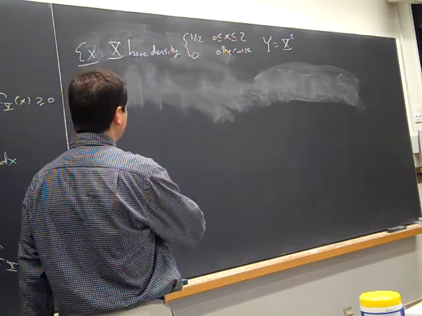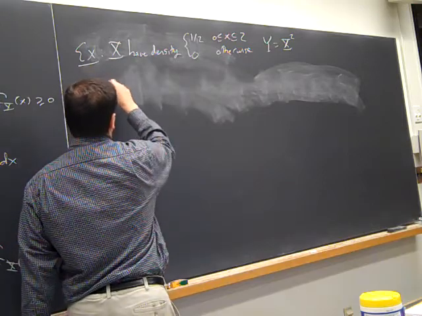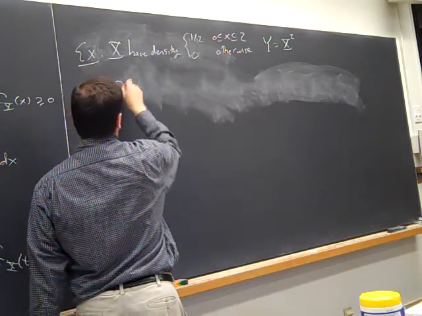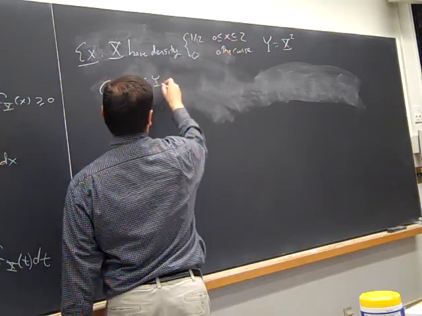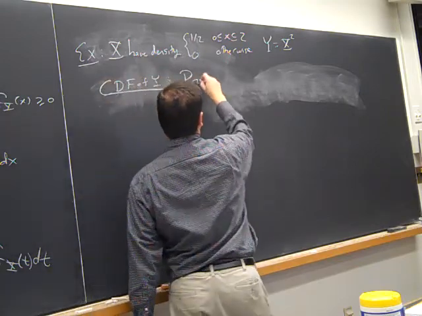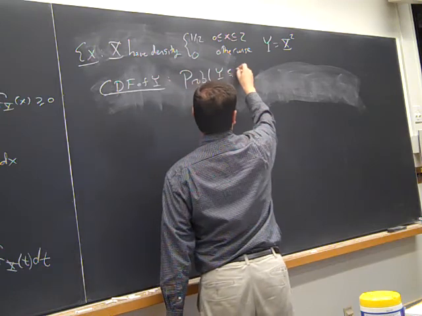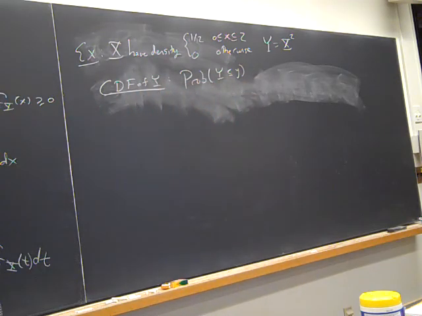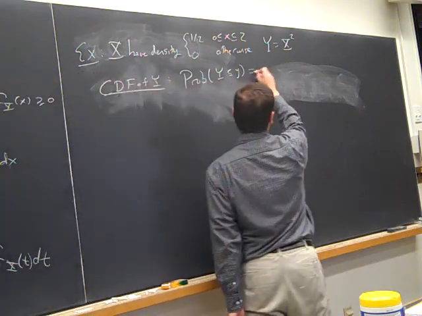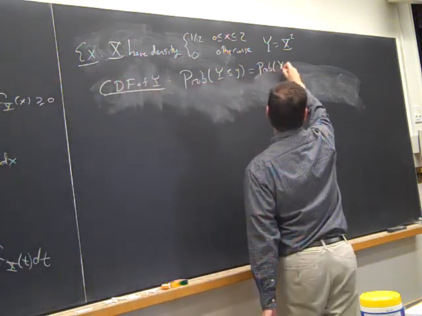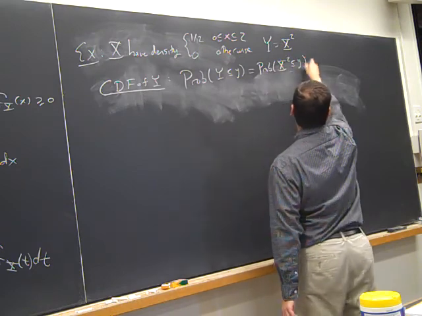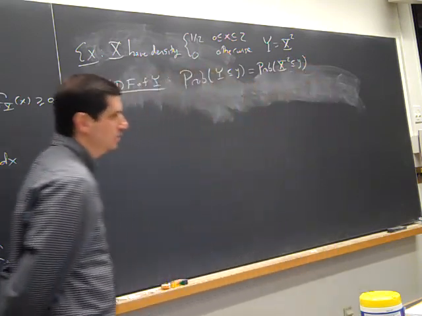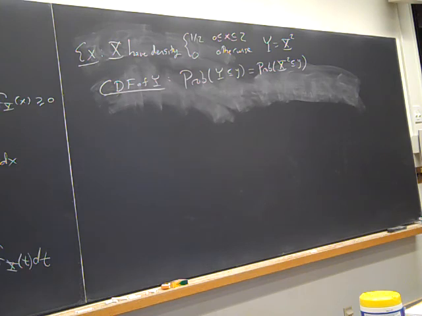Alright, so the way I like to do these problems is the CDF of y. So let's calculate the probability that big Y is at most little y. And we know big Y is just x squared, so this is the same as calculating what's the probability that x squared is less than or equal to y. Can somebody give me another way of writing the probability that x squared is less than or equal to y in a more useful way?